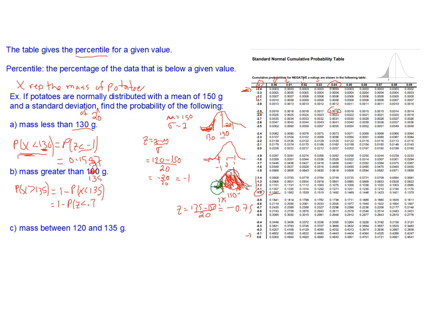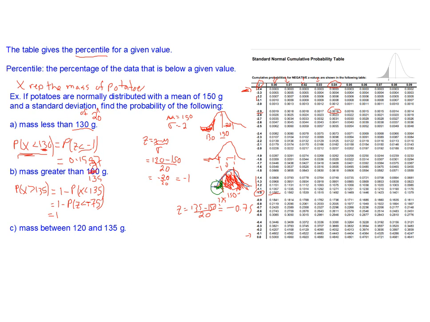All we did is change that 135 into a z-score, and now that we have the z-score, we can go to the table and look up 0.75. Sorry, this is a negative. I left out the negative sign here. So that's a negative 0.75. So we're going to get 1 minus whatever the value is for z of negative 0.75.